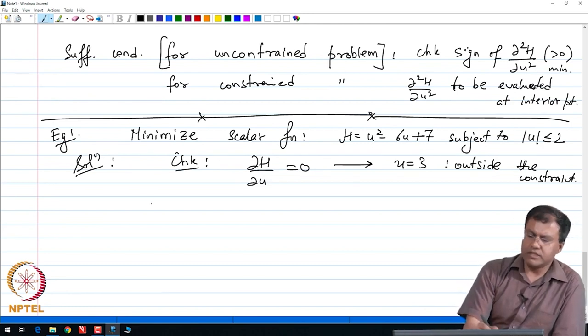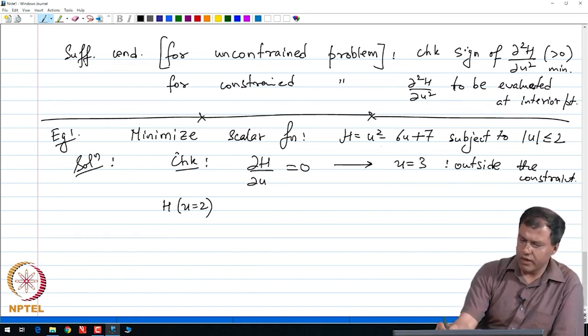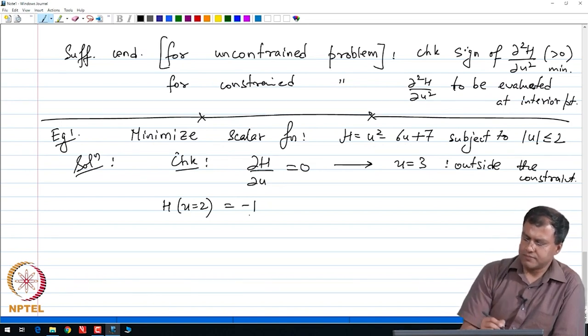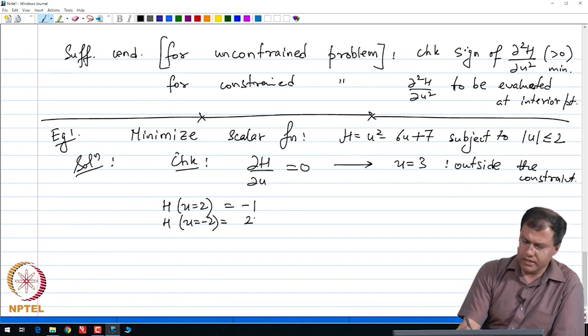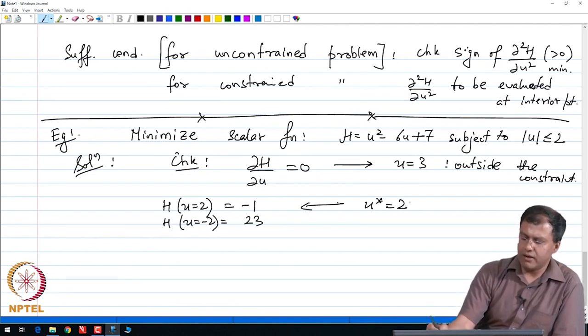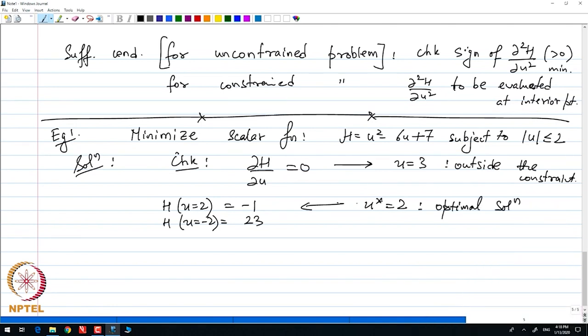So then we have to check the boundary values. Notice that h at u equal to 2, if we plug in u equal to 2, we are going to get minus 1, and h at the other boundary, u equal to minus 2, we are going to get 23, right. So of course, I see that u star equal to 2 is my optimal solution, right. Certainly we will not get the derivative equal to 0 at u star equal to 2, but it gives my Hamiltonian the minimum value. Okay. So this is optimal for the constrained problem.